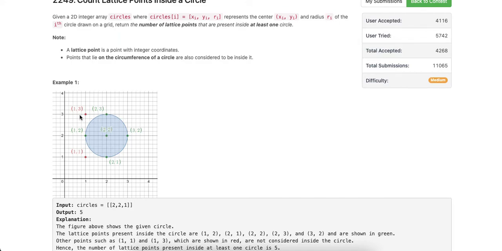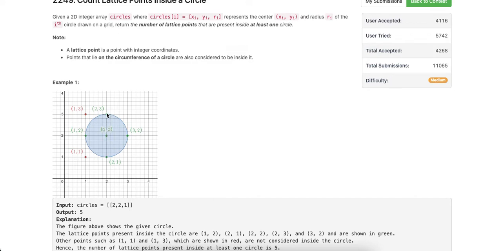For example, for this point 1,3, the distance from here to the center can be defined by x squared plus y squared, and the square root of it. So remember that Pythagorean: x squared plus y squared equals the distance squared. So a point is inside a circle when the distance to the center of the circle is less than or equal to the radius of the circle.